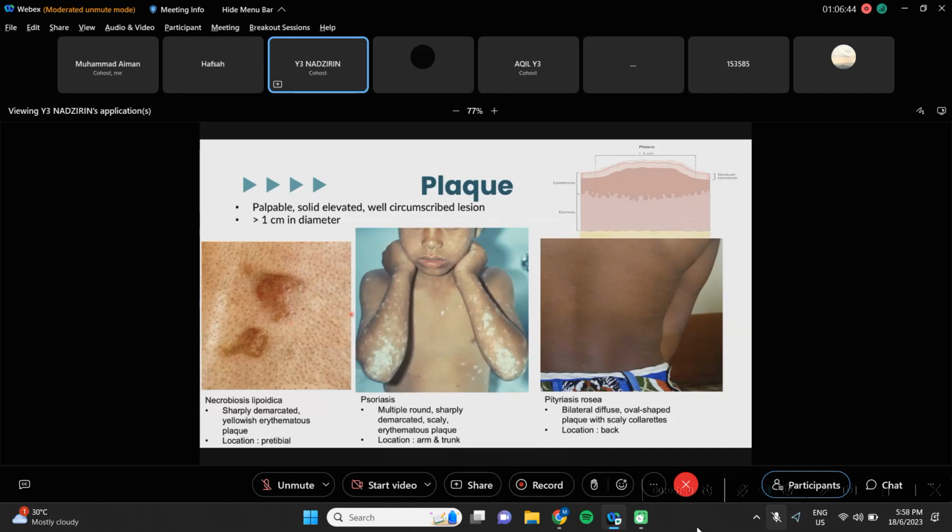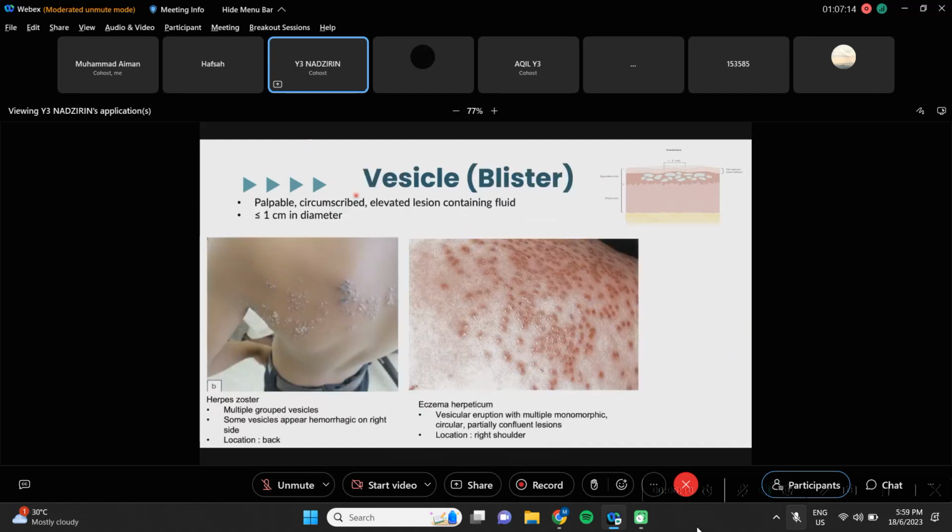Then in psoriasis, we can see multiple round, sharply demarcated, and scaly erythematous plaques. And in pityriasis rosea, we can see a bilateral diffuse distribution. You need to zoom in to see the plaque. Okay, so moving on to the next palpable elevated lesion, which is vesicle.